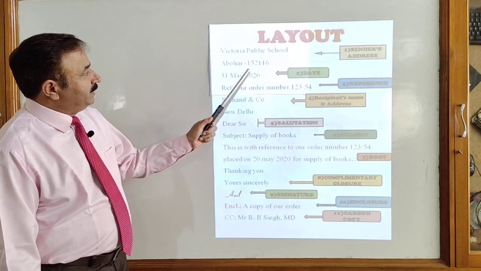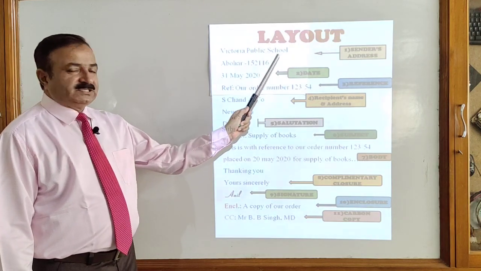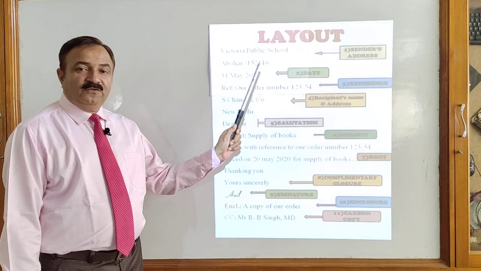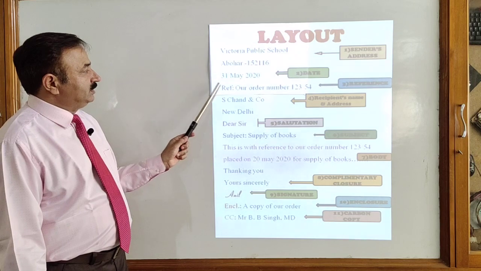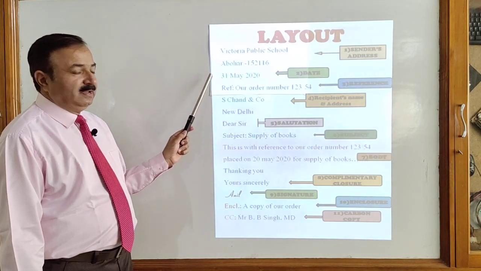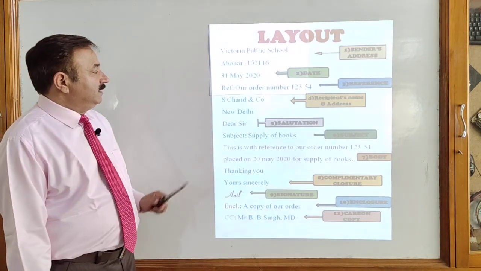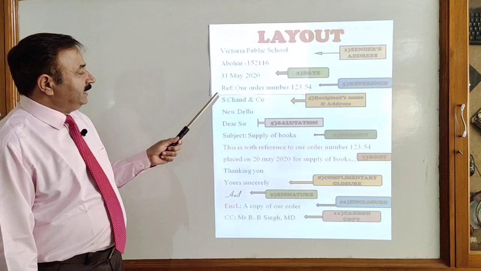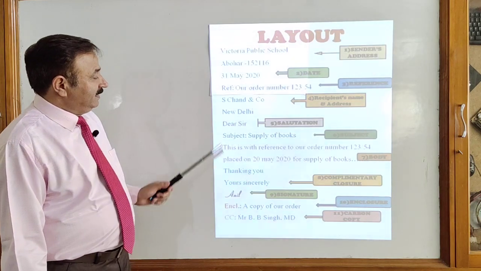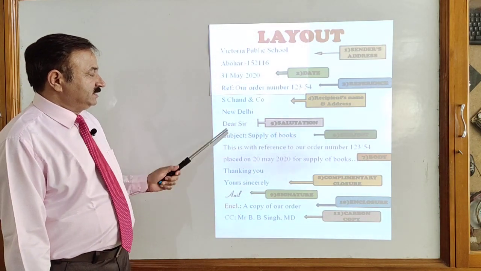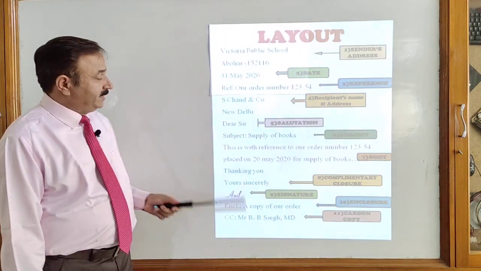First of all, you have to mention the sender's address, the complete address along with the PIN code, phone number, and email. Then, number two, the date on which you are writing the letter. Number three, the previous reference, if any. Then, number four, the complete address of the recipient along with the name. Then, number five, salutation, as you call dear sir, dear ma'am, respected sir or ma'am.